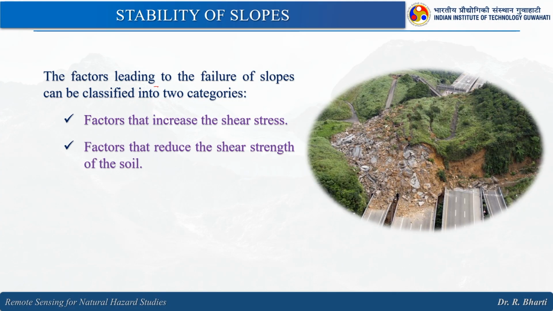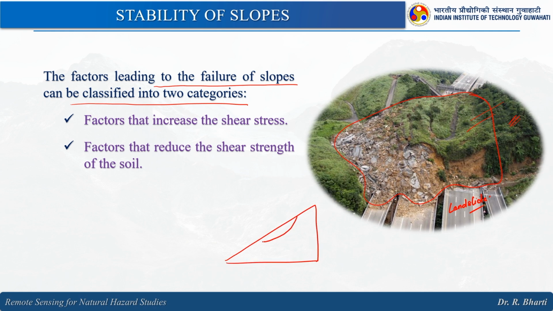The factors leading to the failure of slopes can be classified into two categories. Here you can see this particular hill has failed. This slope has failed and the material is on this particular road, right. So this is a typical landslide. Now when we say a landslide, it is basically the failure of the slope. So whatever material is there is going to fail and it is going downward.